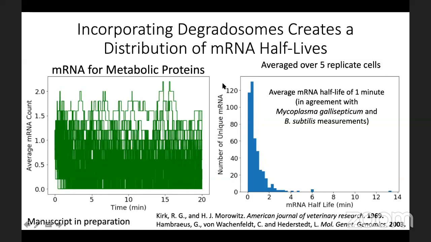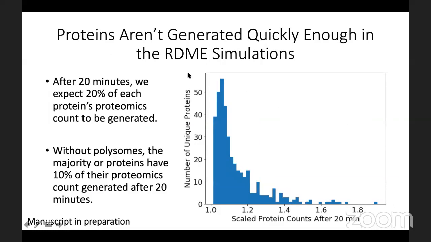So we just need to incorporate a few other parameters that I'll discuss in the future directions. And then to our metric of the proteomics counts. Since we're not simulating over a whole cell cycle, we obviously don't want to double the proteins yet. So after 20 minutes, we'd expect about 20% of each protein's proteomics count to be generated if you assume linear growth. But as you can see, our distribution is not centered around 1.2 as we'd expect. Instead, it's centered a little lower than 1.1, and on average 10% of the proteomics counts are being generated.